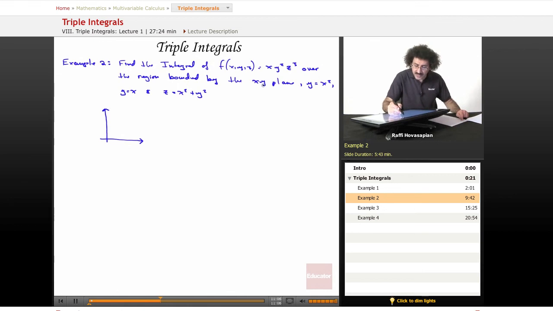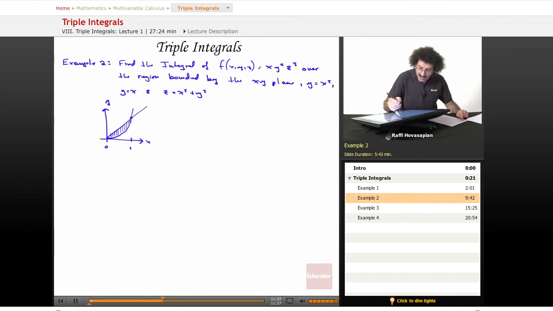So, xy plane. This is x, this is y. Y equals x squared, that's going to be that curve. Y equals x, that's going to be that line. So this is 0 and 1, that's where they meet. So this is the particular region.